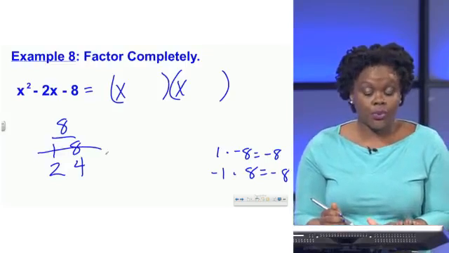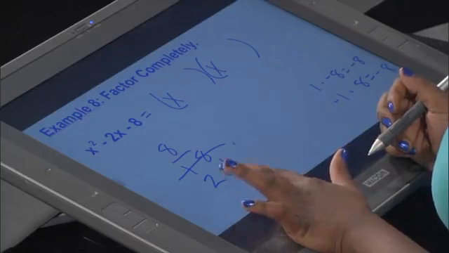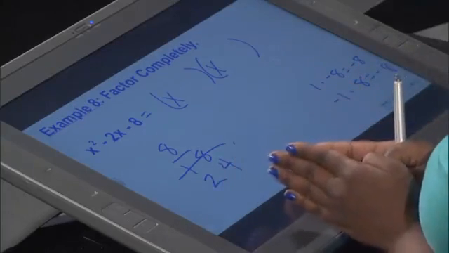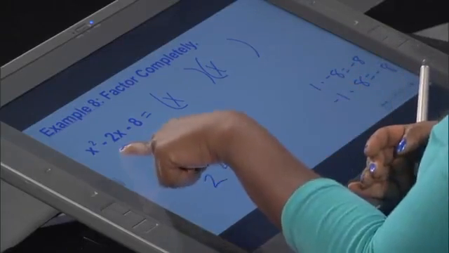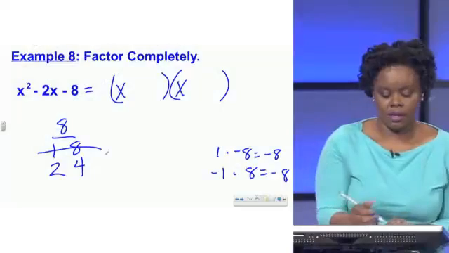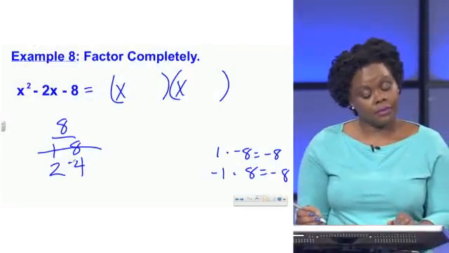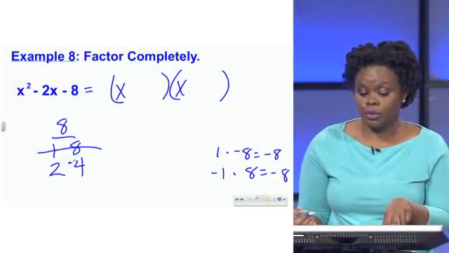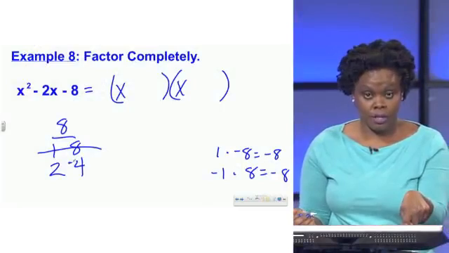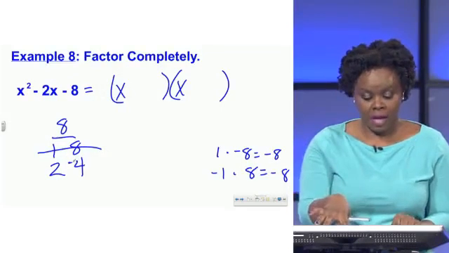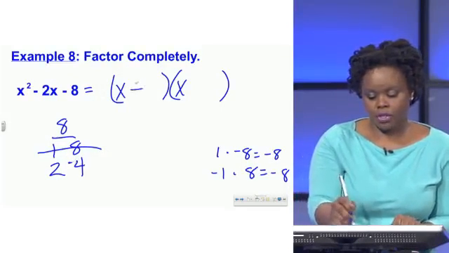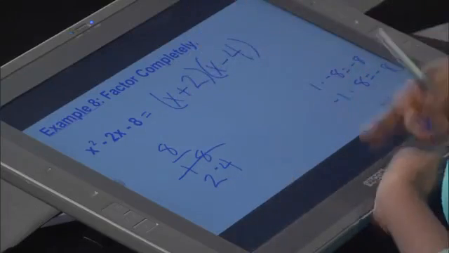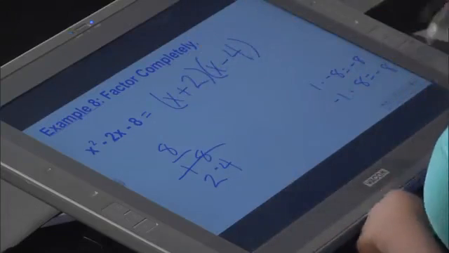All right, let's consider the 2 and the 4. Is there any way that you could combine 2 and 4 with one of those being negative and your answer be negative 2? Yes, there is. If the 4 was negative, because 2 plus negative 4 is negative 2. And that's what we were trying to get here for our sum. So that means for my factors, I'd have x plus 2 and x minus 4. Okay, actually I have a positive and a negative. All right, let's do another one.